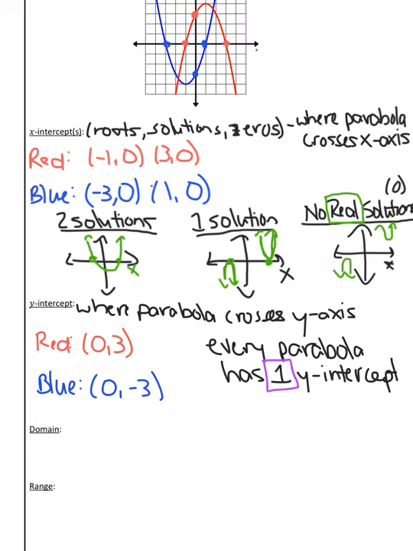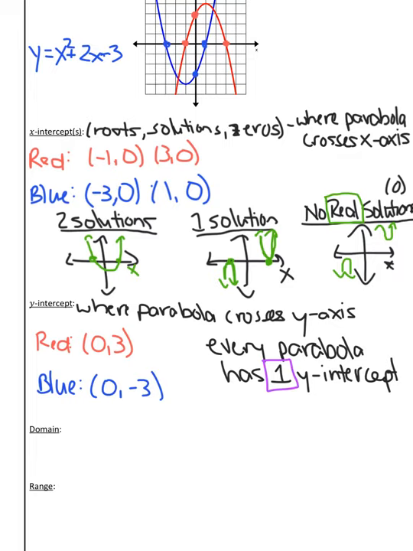If you remember this equation up here, if I go back to my blue one, my equation for my blue parabola was y equals x squared plus 2x minus 3. All right, so if you plug in 0 for x and solve for y, you would get y is -3, which is the point 0, -3. So it makes sense with that equation.